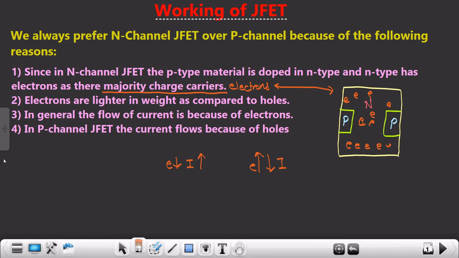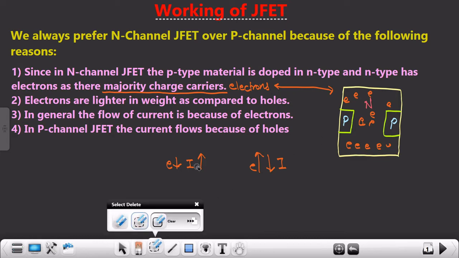Now we come to the fourth point, that is in P channel JFET the current flows because of holes. In the case of P channel JFET, if you remember, you get N type material on both of these sides, and in between you have P type material. P type material has an excessive amount of holes, and the current flows because of these holes only. So remember this point: in P channel JFET the current flows because of holes, and in N channel JFET the current is generated because of electrons.